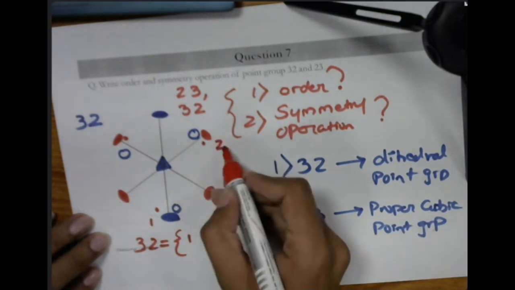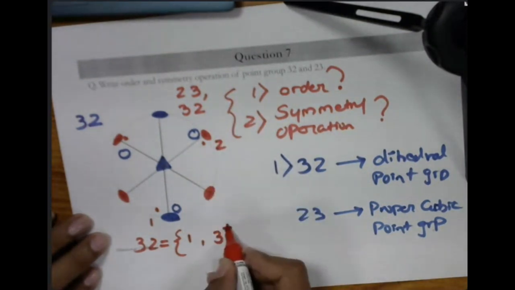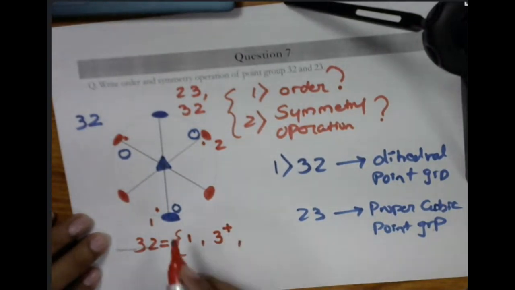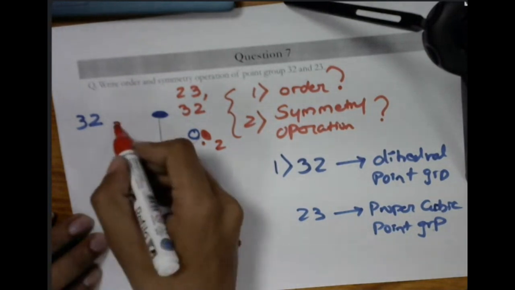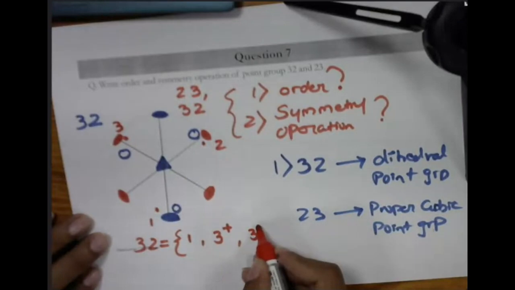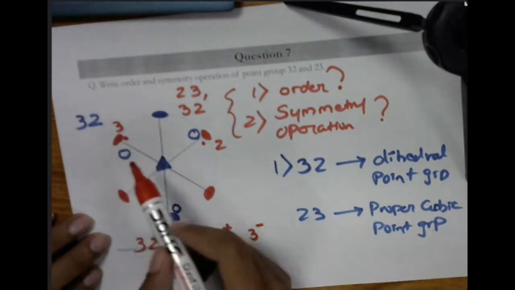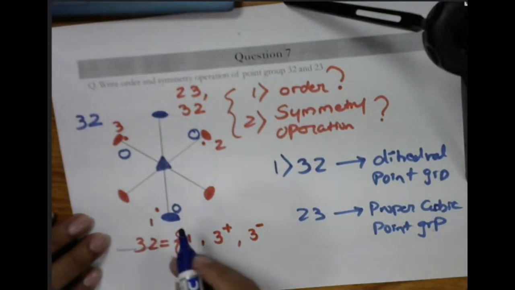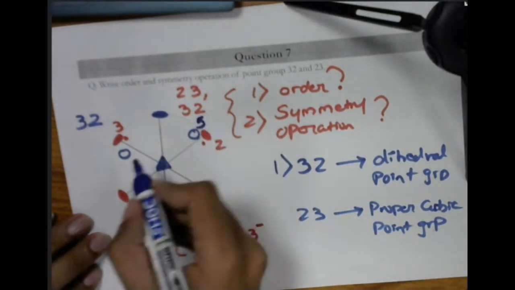Point number 2, I will get it by threefold of rotation in the anti-clockwise manner. And point number 3, I will get it by threefold of rotation in the clockwise manner, 3 minus. Now, what is remaining is this: point number 4, 5, and 6.